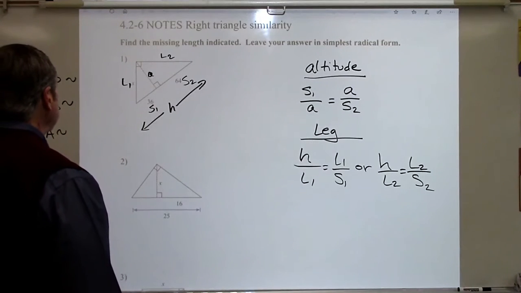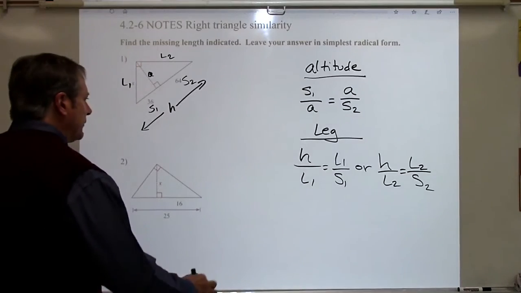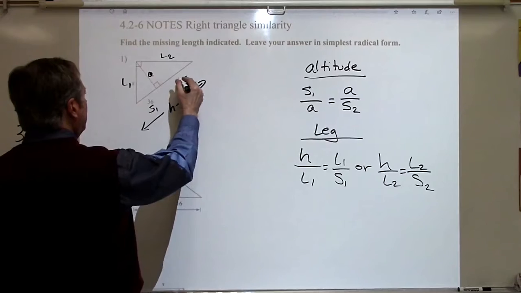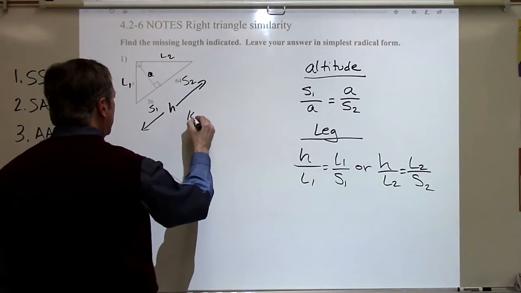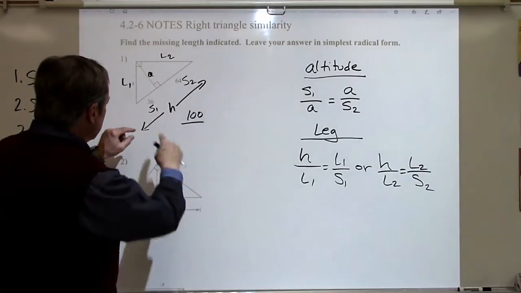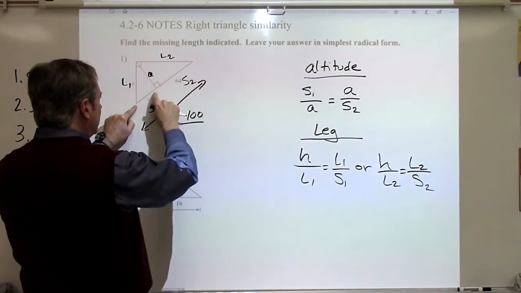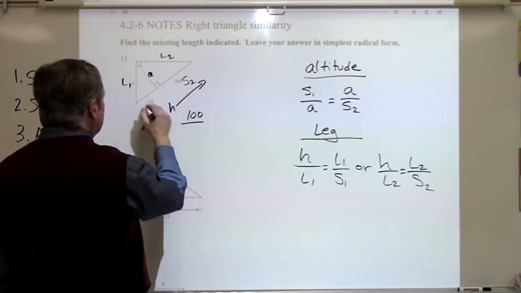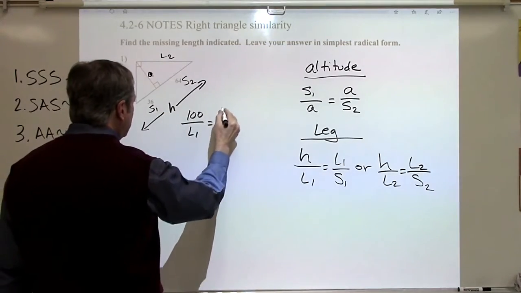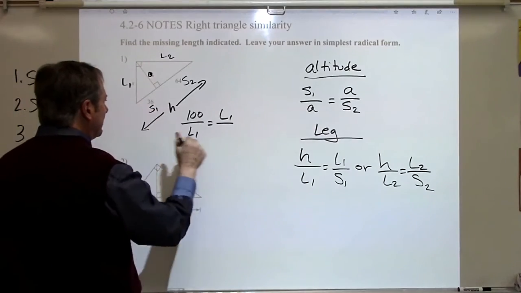So, in this particular one, number 1, we're looking to find leg 1. So I'm going to use this formula. The hypotenuse is 36 plus 64, so that's 100. I hope you didn't miss that. Again, let me go over that one more time. I want the hypotenuse length, and that's from here to here. That's this piece 64 plus 36. So I'm going to say the hypotenuse compared to leg 1, that's the x, is the same as leg 1 compared to its segment, 36.